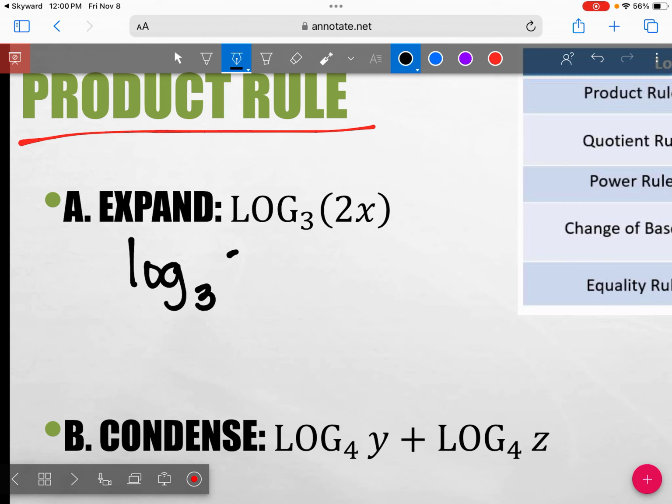If you put log base 3 of 2 plus x, that is wrong. Okay? When you expand it, each term gets a log. So it would be log base 3 of 2 plus, and then what would I have? Log base 3 of x. That is the correct way to expand. So I'm expanding this because these are being multiplied. Remember, multiplication means product. We expand multiplication with addition.